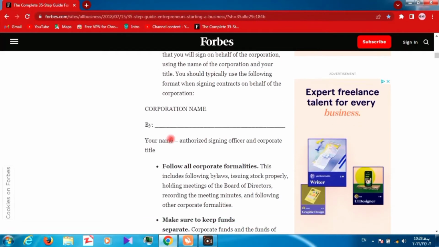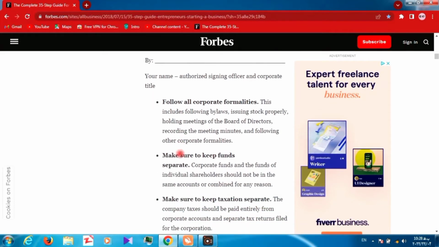So here you should put the corporation name and then "By." So this contract is signed by whom? It can be the CEO, the deputy CEO, the advisor of the company, or the lawyer of the company. Your name, authorized signing officer, or corporate title.